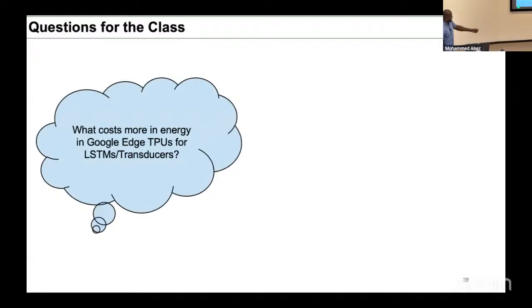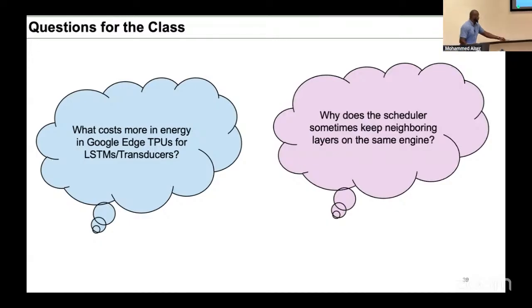So I just have two little questions for the class. What costs more in energy for Google Edge TPUs, for LSTMs and transducers? What is the main bottleneck in energy for Google Edge TPUs, LSTMs and transducers? Memory, right? Yes, memory. Yes, you nodded.